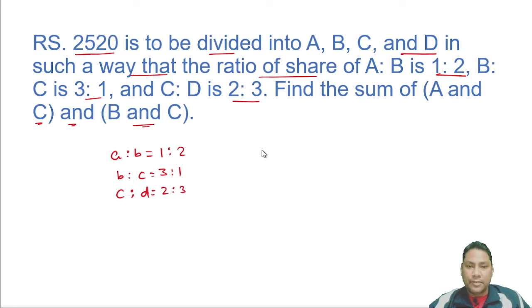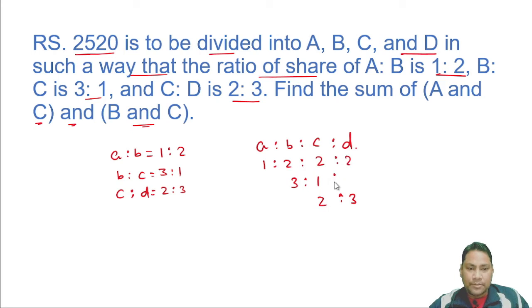First of all, we will take out the value of A to B to C to D. For that, we will write A, B, C, D like this. Now we will fill as they have given. A to B is 1:2, B to C is 3:1, and C to D is 2:3. Now we will fill the blank area by the neighboring value, that is 2. Here it also becomes 2, here it will become 1, here it will become 3, here it will become 2, here it will become 2.